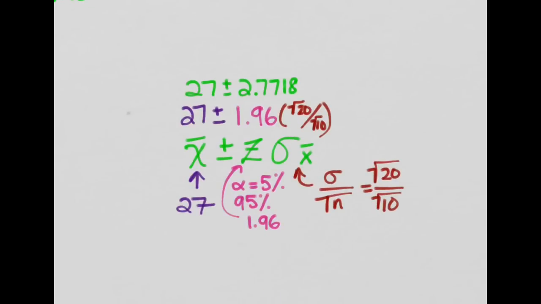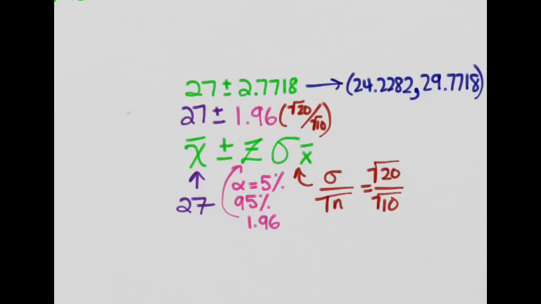Okay, so we have 27 plus or minus 2.7718. So that gives us a range here of 24.2282 and 29.7718.